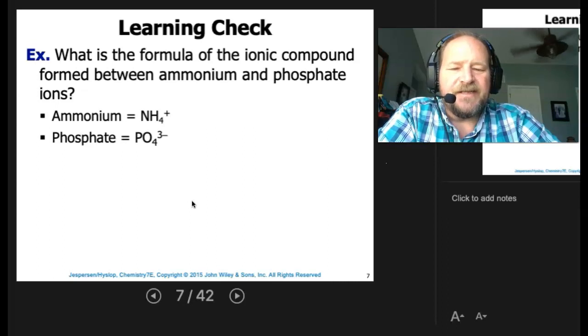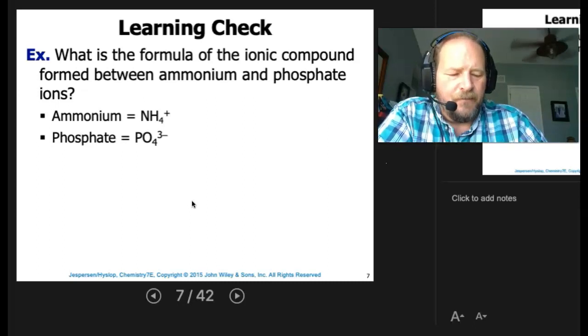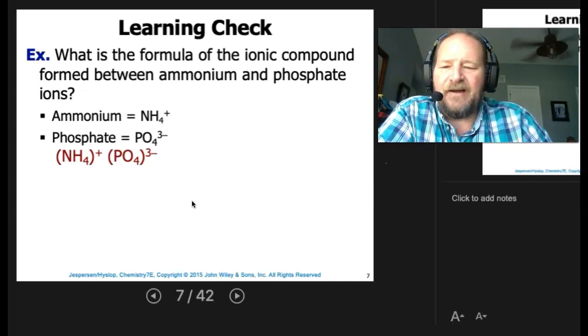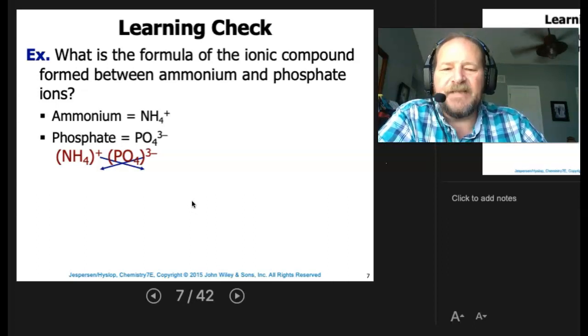Now, just like we did with the single binaries, where we have one metal and one non-metal, we crisscross those charges. We can do the same thing with the polyatomics, except now we're going to stay on the outside of the parentheses. So the 3 from the phosphate will go to the outside of the parentheses for the NH4, and the 1 from the NH4 will go to the outside of the parentheses for the PO4.